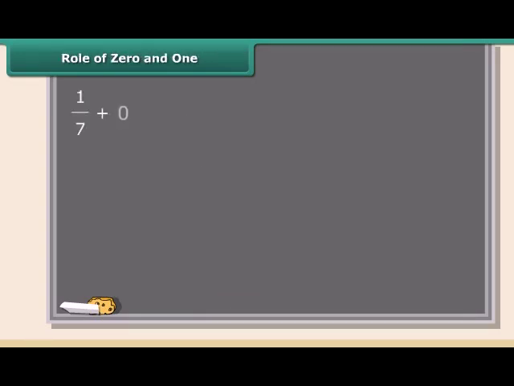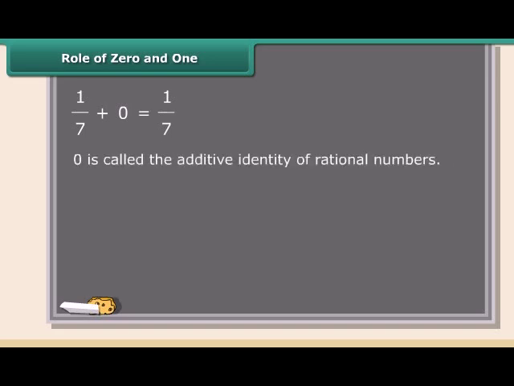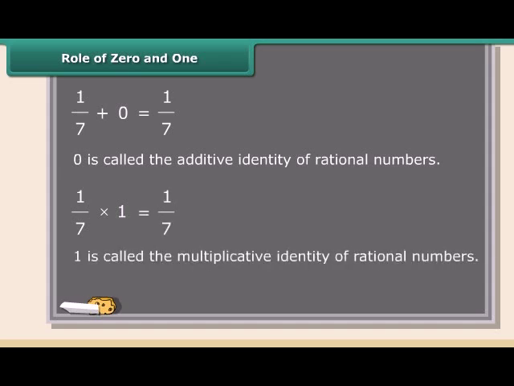Here we have added a 0 to a rational number. What did you notice? When we add 0 to a rational number, the sum is always again the same rational number. For this reason, 0 is called the additive identity of rational numbers. Now check out the multiplication of a rational number with 1. What did you observe? When we multiply a rational number with 1, the product is always again that rational number. For this reason, 1 is called the multiplicative identity of rational numbers.